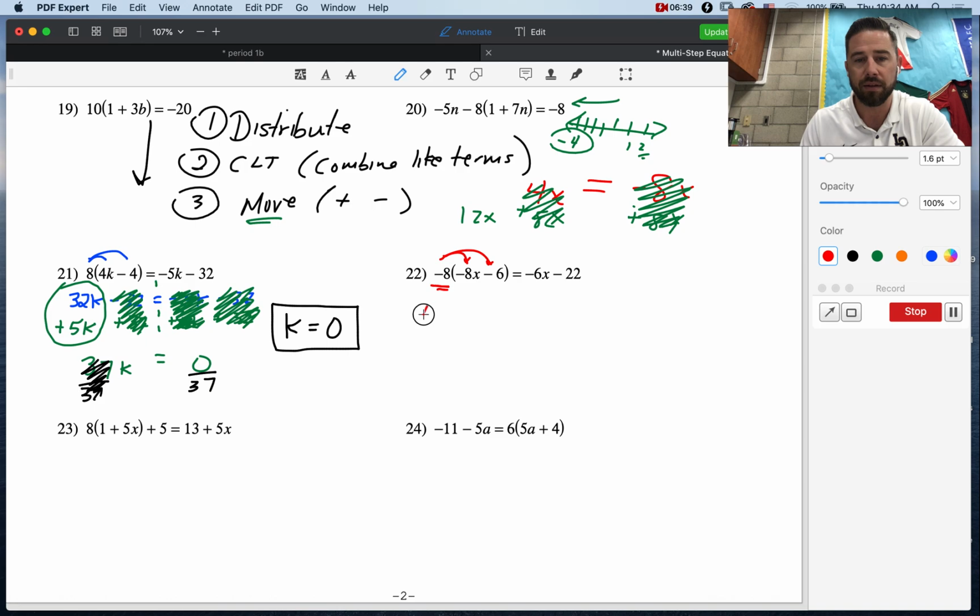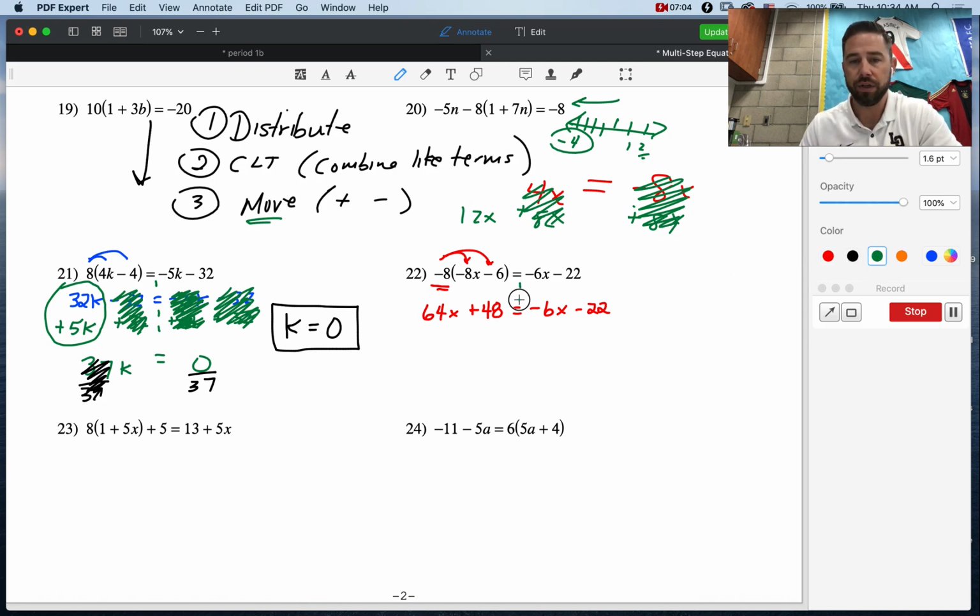Okay, so let's go through this. Negative 8 times negative 8 is positive 64. And I have my x. Negative 8 times negative 6 is positive 48 equals, and I'm just going to rewrite this stuff over here, negative 6x minus 22. And I think what I'm finding out right now is if I slow down, my writing's better. Okay, so that's good for you kids.